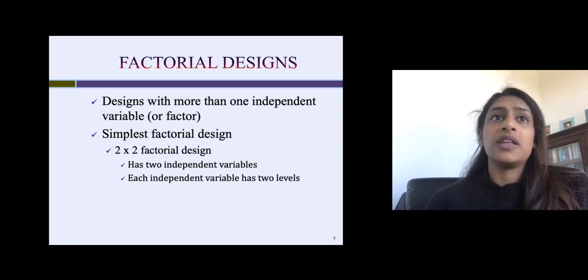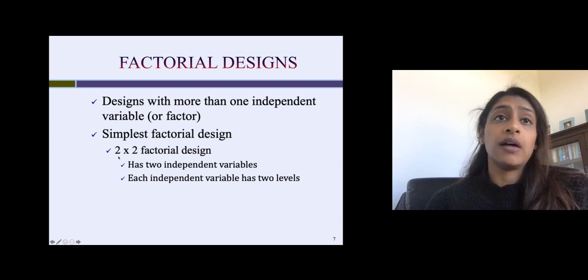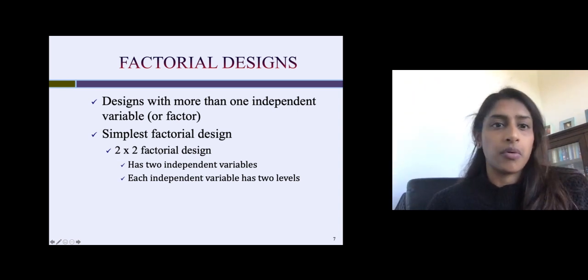So this is what the number tells you. If we had a 2 by 2 by 3, that would mean that we have 3 independent variables. The first one has 2 levels, the second one has 2 levels, and the third independent variable would have 3 levels, right? So that's what the numbers stand for.